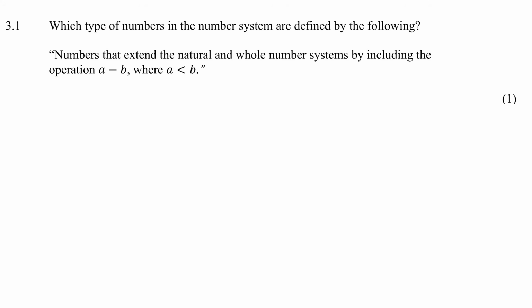Which type of numbers in the number system are defined by the following? Numbers that extend the natural and whole number systems by including the operation a minus b, where a is smaller than b. Okay, so when I read this, it's absolute nonsense and absolute garbage. I don't know why they're putting a question like this into an exam. But anyways, let me just try to explain.